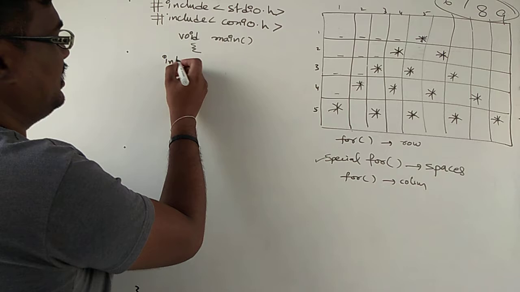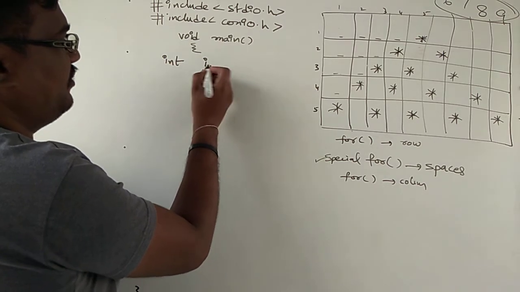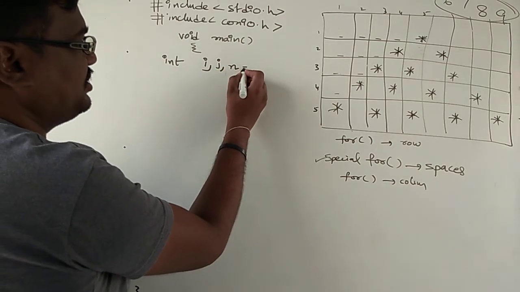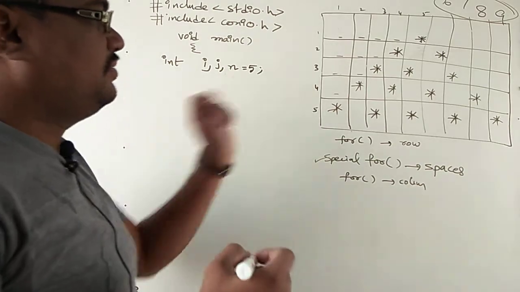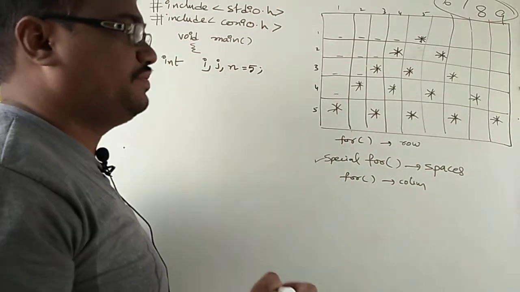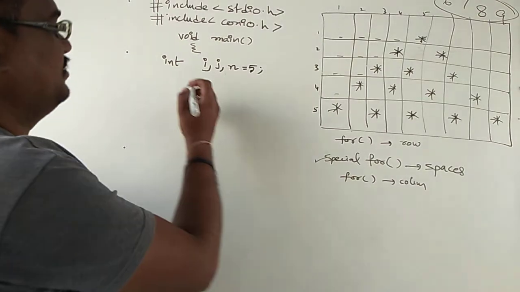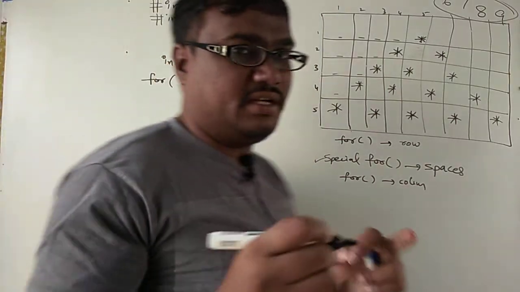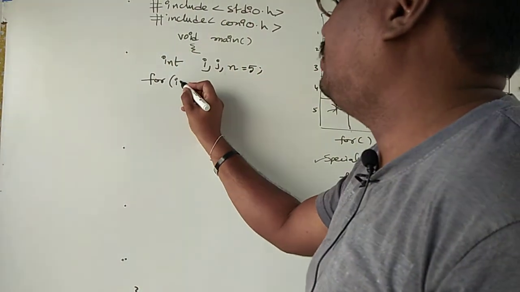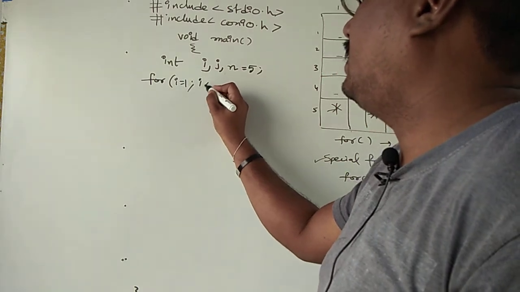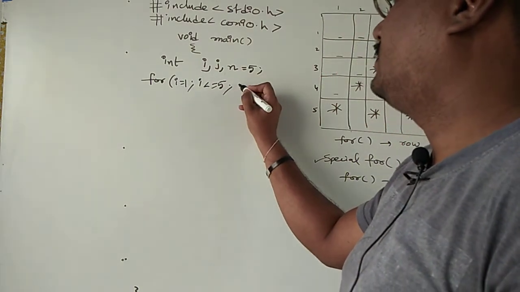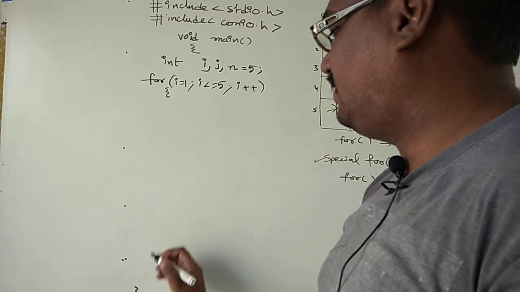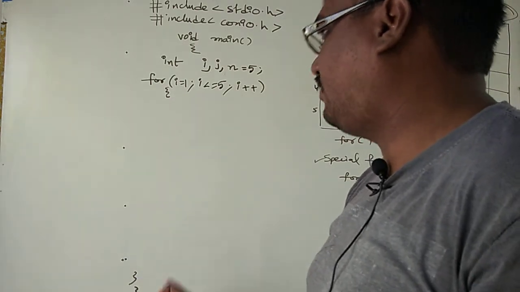Next, I want to declare the variables: i for row, j for column, and one more, n equal to 5. In this pattern, I want to display 5 rows, 5 stars. Next, one for loop: for i equal to 1, i less than or equal to 5, i plus plus. How many rows? 5 rows. This is the opening of the for loop, this is the closing of the for loop.